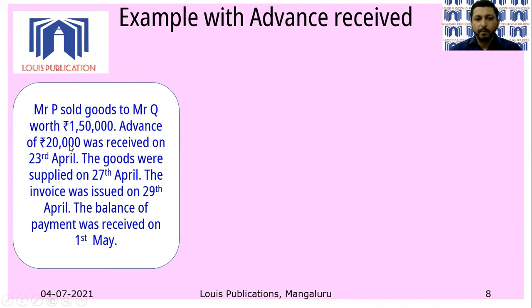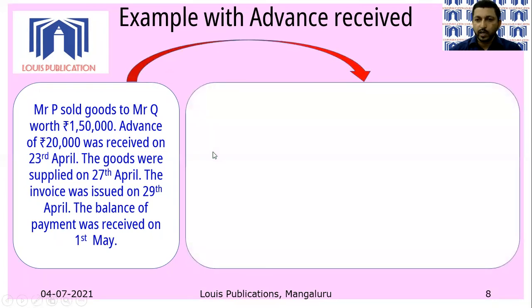The balance of payment is 1,30,000: 1,50,000 minus the advance, 1,30,000. That was received on 1st of May. So how would you analyze and find the time of supply? Again, we take the earliest date, the earliest of the following.